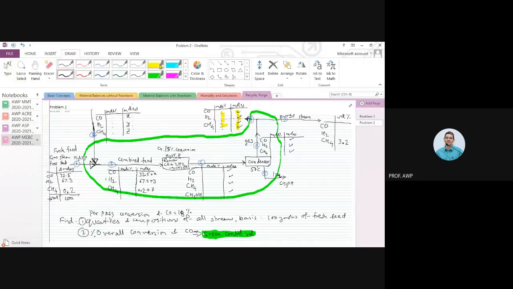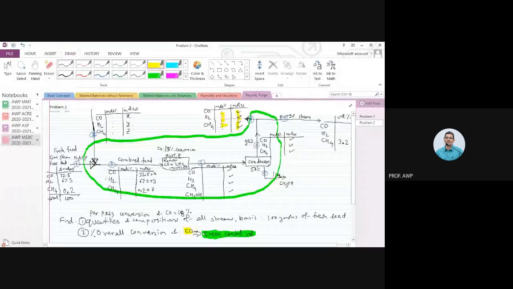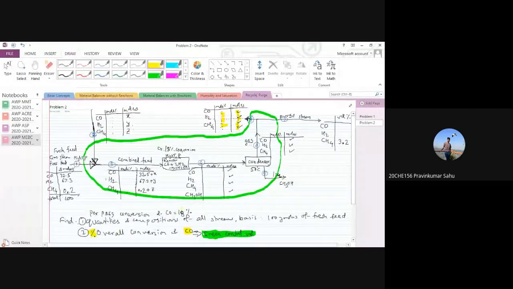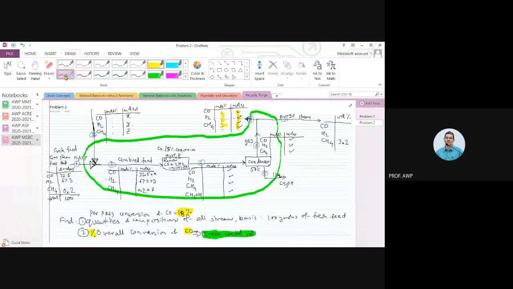Actually, this problem will tell you very nicely. If you calculate the overall conversion of carbon monoxide, you will see that it is very, very high. Can I tell XYZ? You already have XYZ?